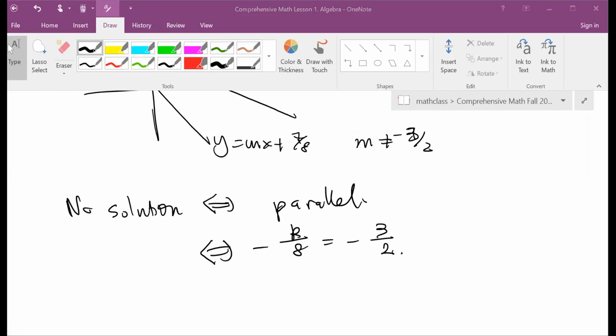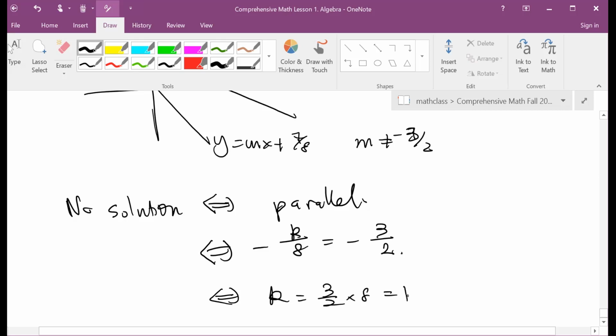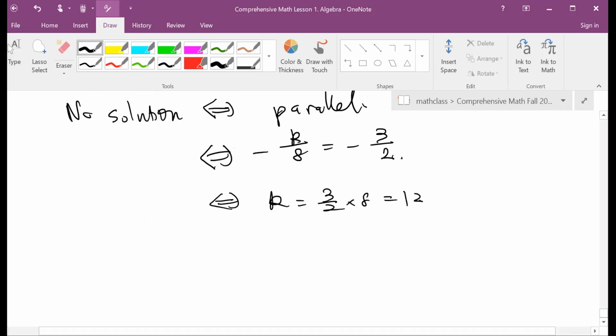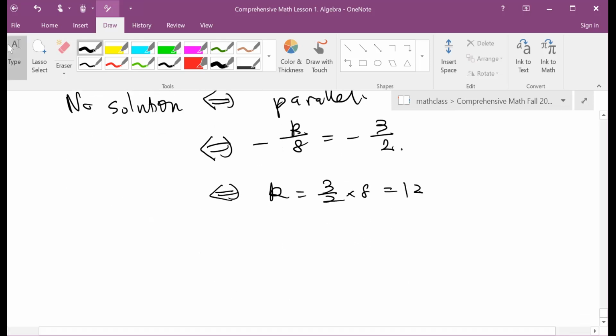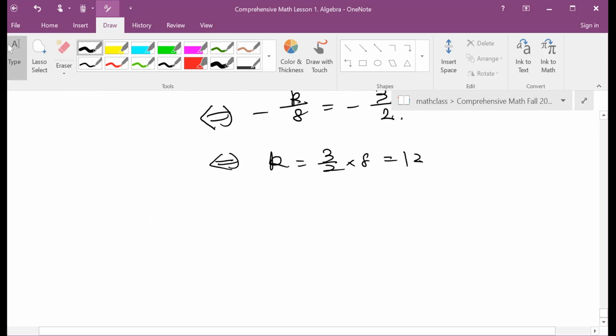That's what we call the geometrical solution. So k equals positive 3/2 times 8, which is 12. K is 12. That's how we solve the problem. So one linear equation we represent as a straight line.